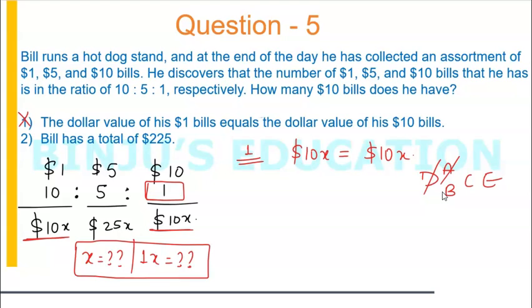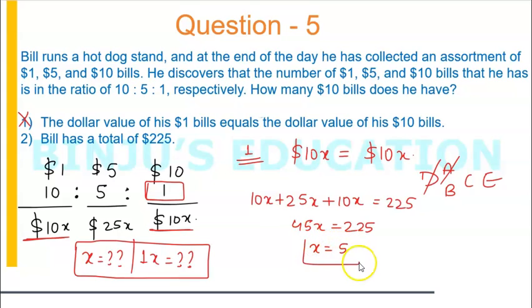Now second says Bill has a total of $225, which means 10x plus 25x plus 10x is equal to 225. So 45x is equal to 225, or x is equal to 5. So $1 total will be $50, $5 will be a total of $125, and $10 will be a total of $50. So how many $10 bills does he have?